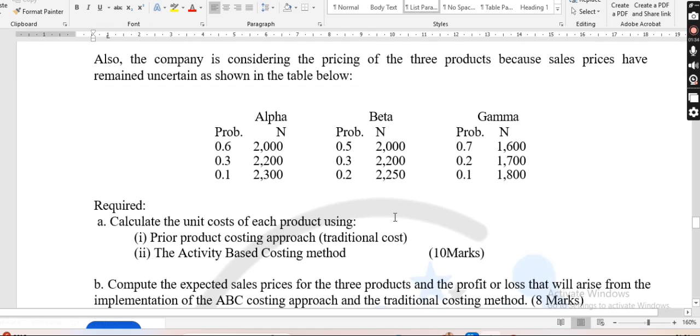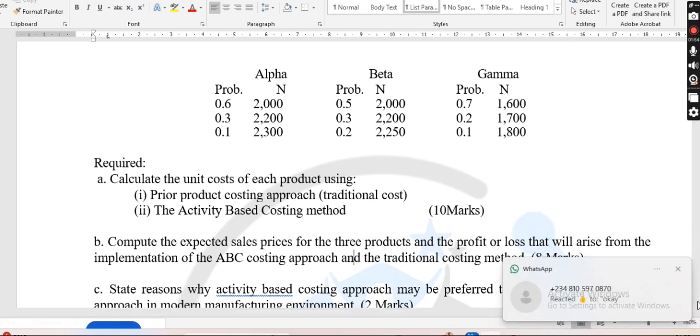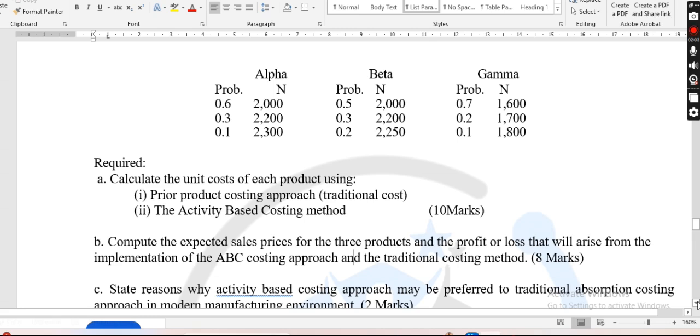The next one is you need to determine the unit cost as well using activity-based costing. Then what is the B? The B says to compute the expected sales for the three products and the profit or loss that will arise from the implementation of the activity-based costing approach and the traditional costing. So we need to determine the profit or loss. Definitely sales is given in this question, so we need to remove our cost from our sales so that we get the profit.